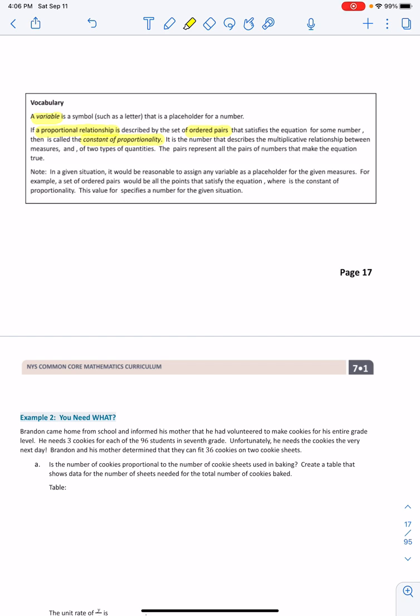In the given situation, it would be reasonable to assign any variable as a placeholder for the given measures. For example, a set of ordered pairs would be all of the points that satisfy the equation y equals kx, where k is the constant of proportionality. This value for k specifies a number for the given situation. In other words, all that basically means is we have our equation and we can keep putting in numbers that will make that equation true.